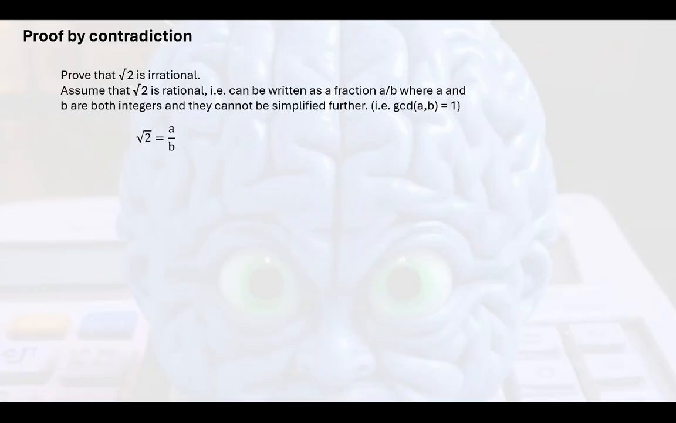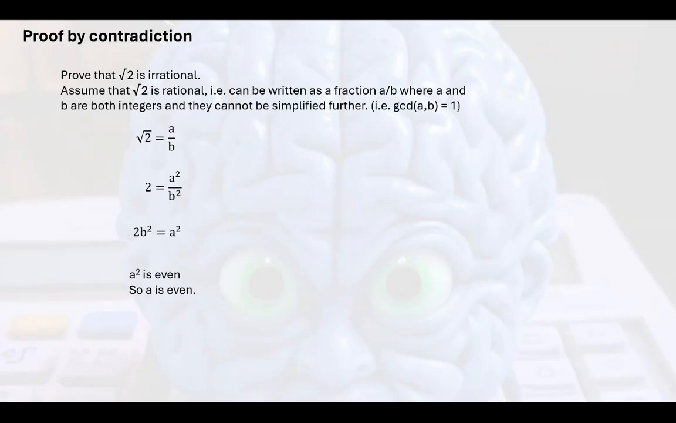So what we're assuming is that root 2 equals a over b. We square both sides to get 2 equals a squared over b squared, which means a squared equals 2b squared, which means a squared is even. And if a squared is even, we know that a must also be even.